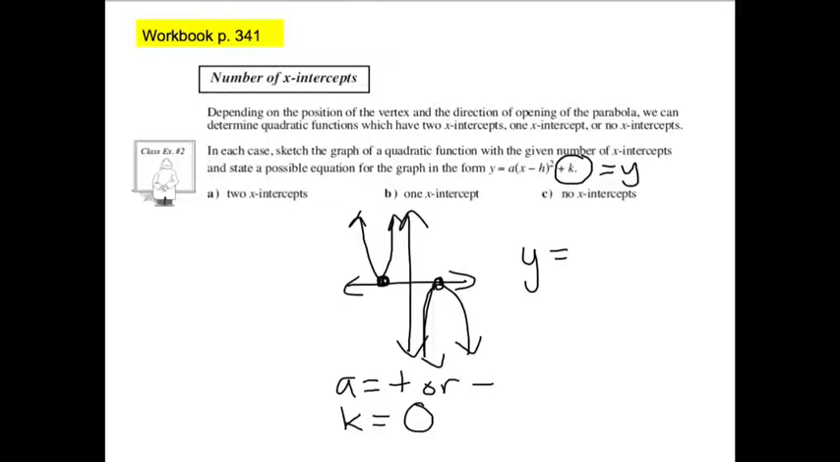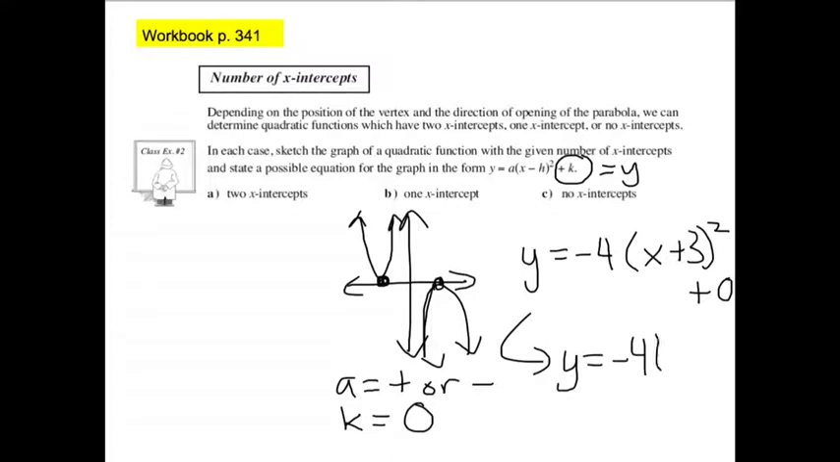Let's make this one negative this time around. So A, we'll just say that is -4. And in brackets, it doesn't really matter for the H as well. You could have x plus 3 squared, and then K is going to be 0, so it's going to be plus 0. Or if you rewrite this a little bit better, y is equal to -4 times x plus 3 squared.